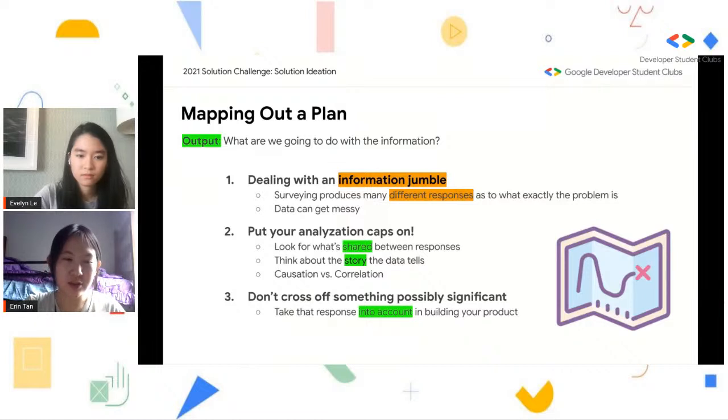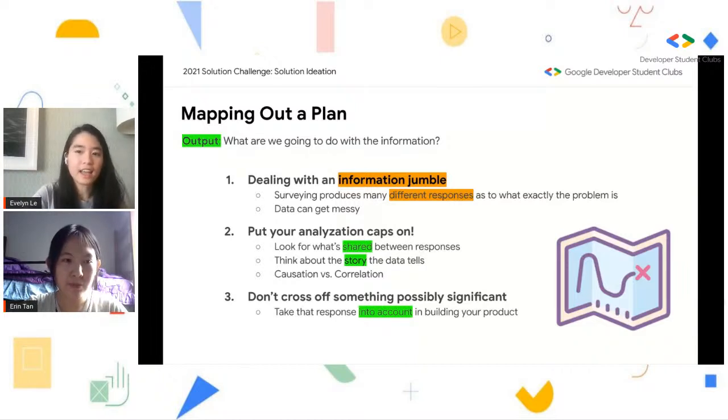The other thing we don't want to do is to cross off something possibly significant. Even if a data point was not a top response, it may contribute to the story the problem is trying to tell. For example, the automotive industry we saw was one of the lower choices. And this may be because of an increase in EVs. However, the automotive industry is still a main contributor to carbon pollution.